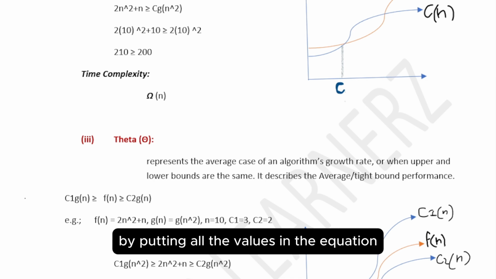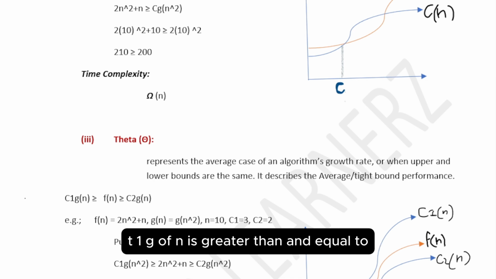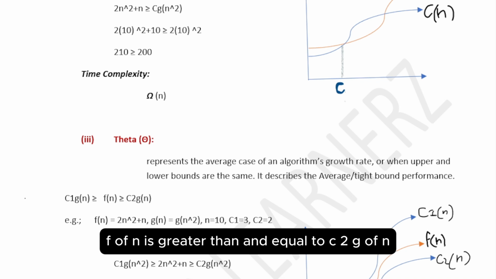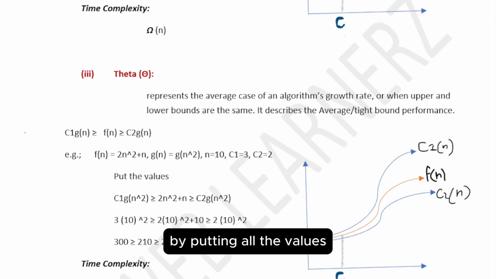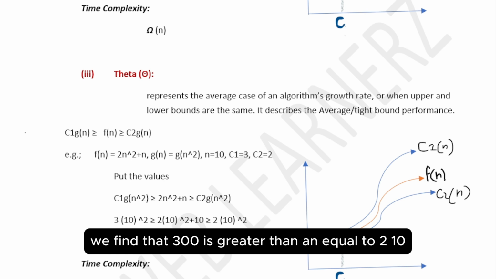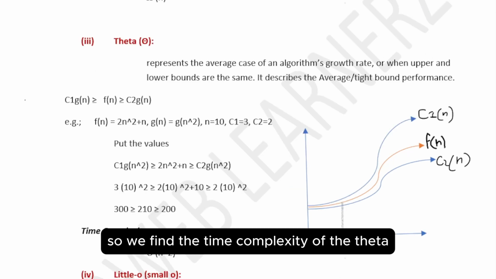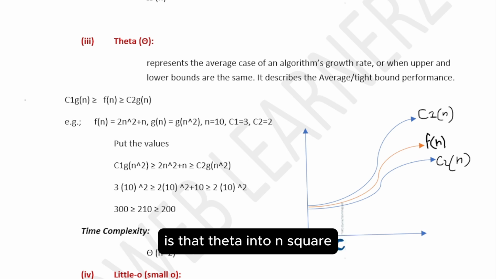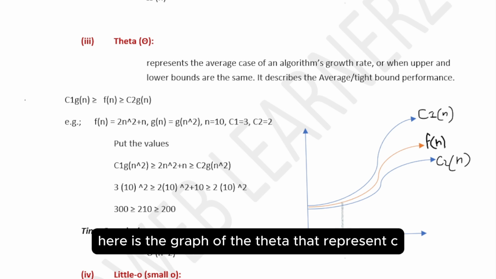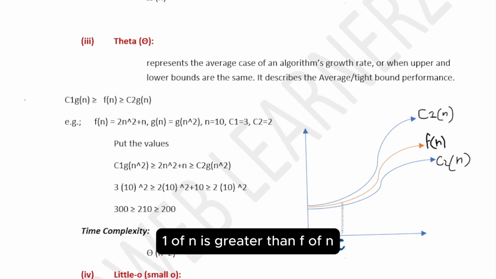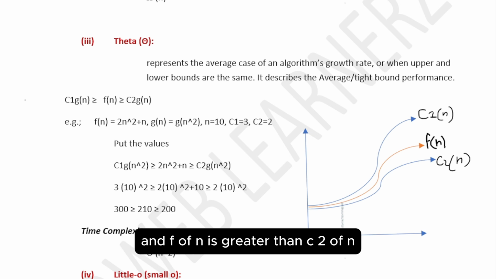Here is the example. By putting all the values in the equation, c1 g of n is greater than or equal to f of n, which is greater than or equal to c2 g of n, we find that 300 is greater than or equal to 210, and 210 is greater than or equal to 200. So we find the time complexity of the theta is theta of n square. Here is the graph of the theta that represents c1 g of n is greater than f of n and f of n is greater than c2 g of n.